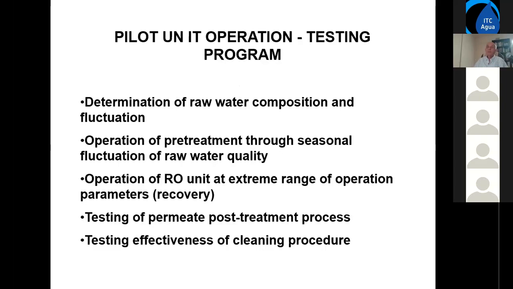So testing would determine the feed water composition, and when we test pretreatment, we have to test it during the seasonal fluctuation of raw water quality. We have to test during the time that we know the feed water quality will be the worst, otherwise there is no point. And we should operate at the highest recovery which we designed for the plant operation, and maybe add another 10%. And permeate post-treatment, if necessary, we can test.